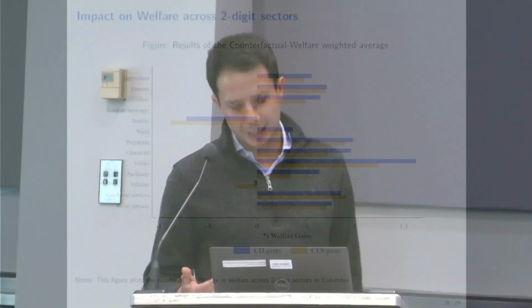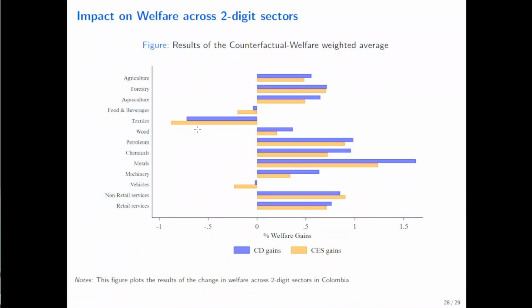This is just the same figure, showing the welfare effects by industry. We can see that the manufacturing sector is the one that is most affected when we include this CES production function instead of the Cobb-Douglas.